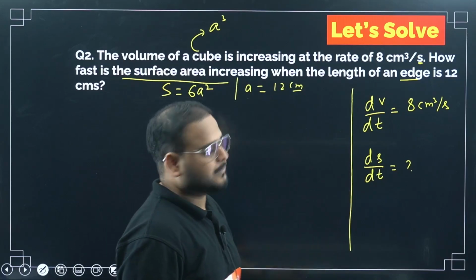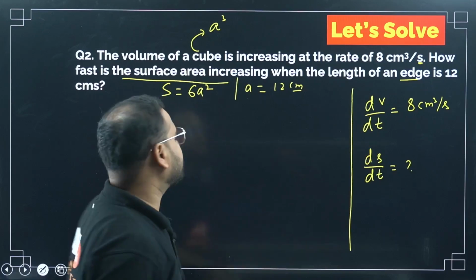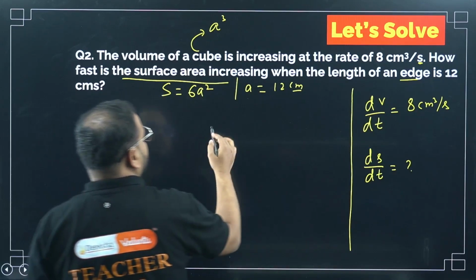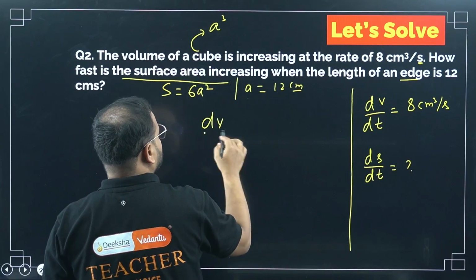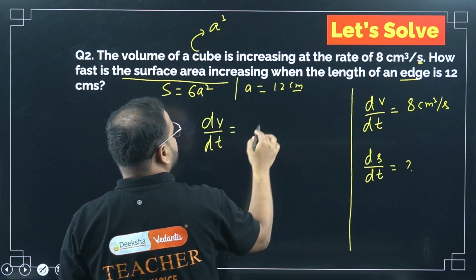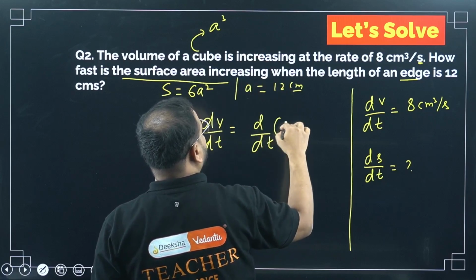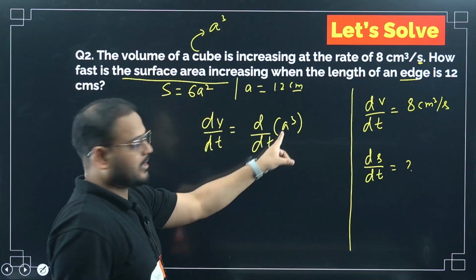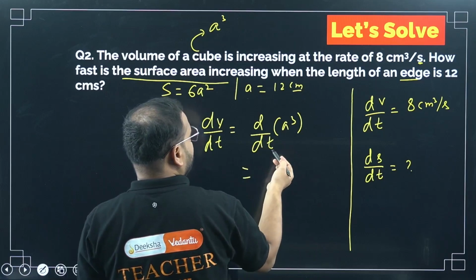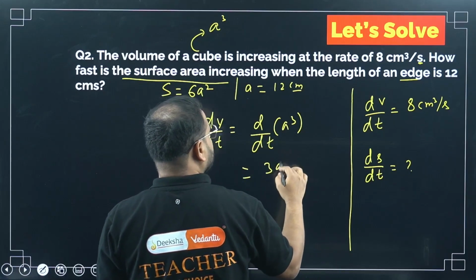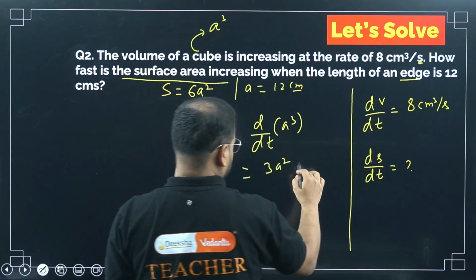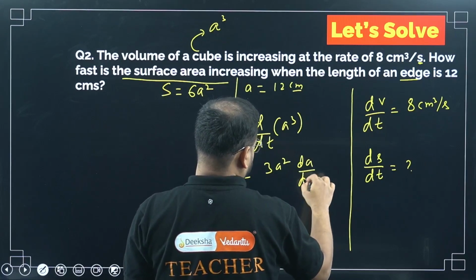They are asking us to find ds by dt. First we'll find the dv by dt expression. So let's do it here. dv by dt will be what? Tell me. It will be nothing but the differentiation of a cube. So there's no other variable here, so I can do it like this, 3a square dA by dt. Please see.